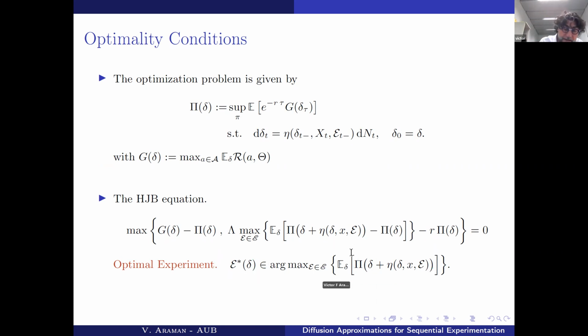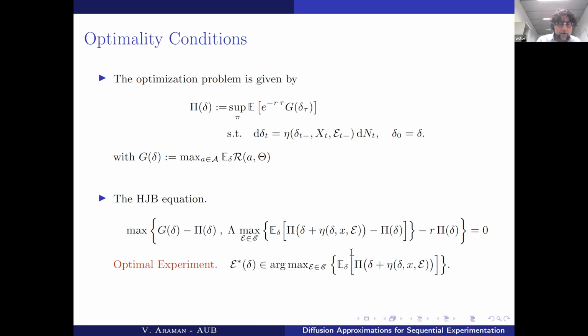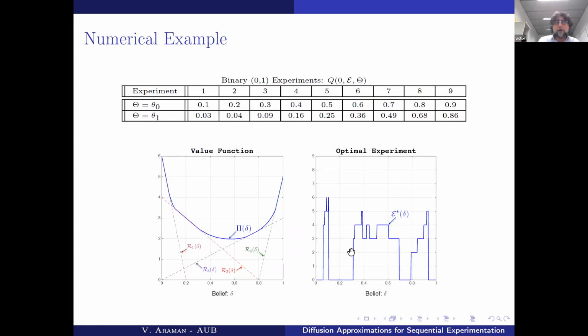Because you can see from here that if I know the value function pi, if I know this black box, then I can find the experiment. Of course, finding the pi is the hard thing, but as I said, we can solve it numerically through value iterations. Okay, and so here I'm showing you numerically that in fact there's no necessarily clear structure for that.